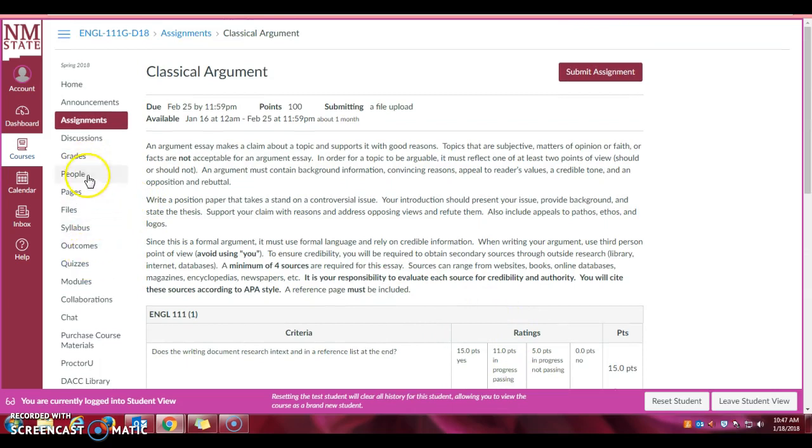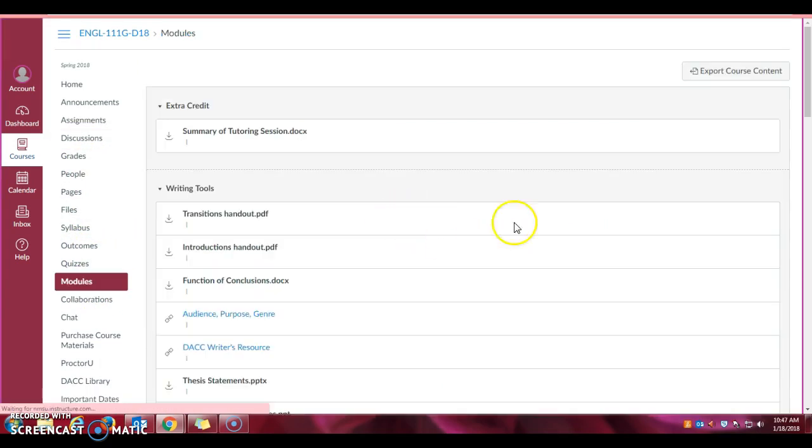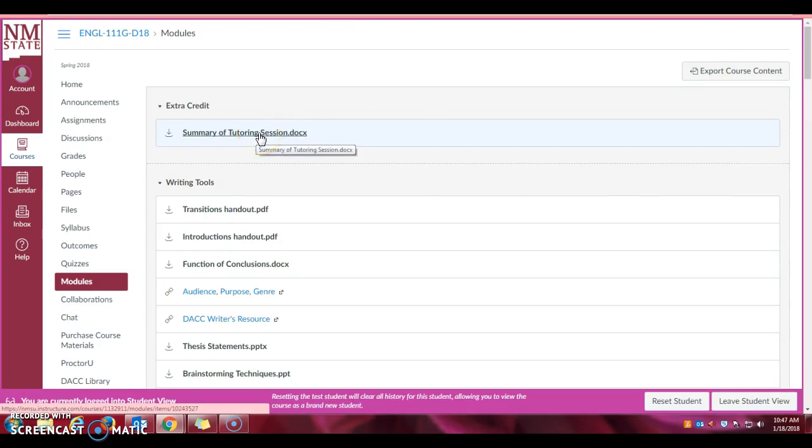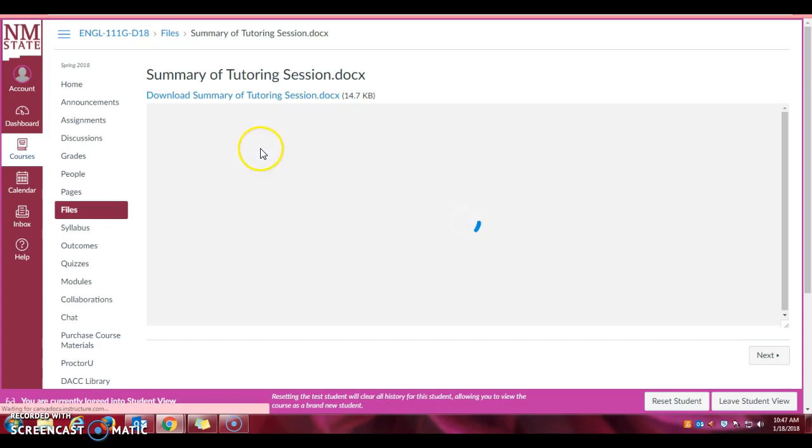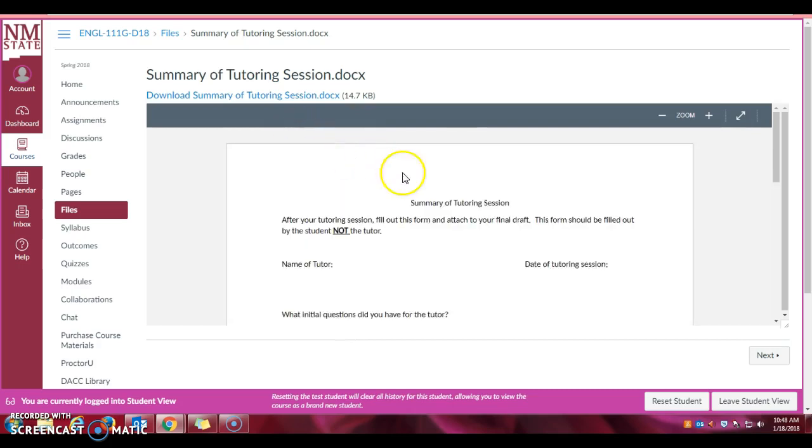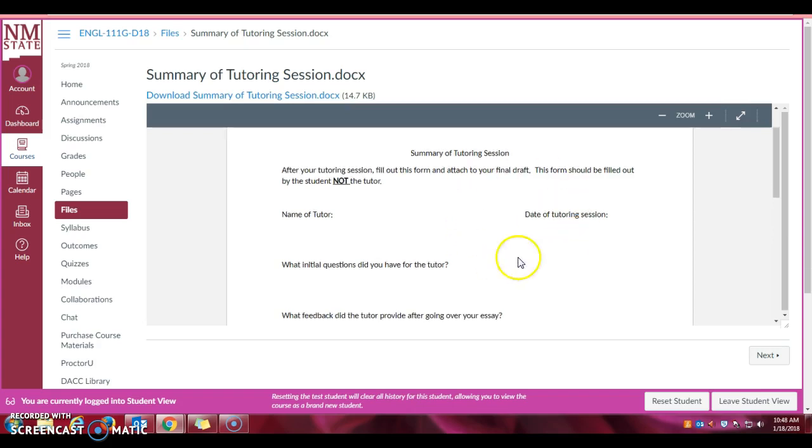One thing that I did want to point out, since we're talking about essays, is that if you look at the very top, I have a summary of tutoring session. If you go to tutoring at one of the ARCs and you take the classic argument, the proposal, or the visual analysis essay to a tutor, after your tutoring session you can fill this out and submit it with your essay, and you get 5 points extra credit for attending a tutoring session. So let's say your proposal essay is an 85. If you went to tutoring and filled this out, you get 5 points extra credit. So that's an option.